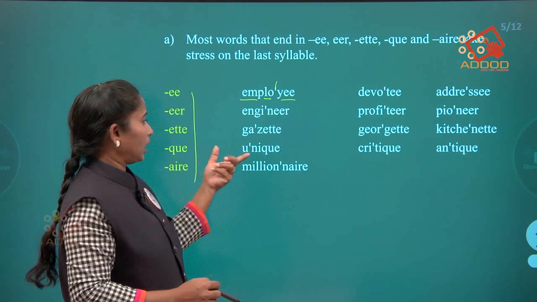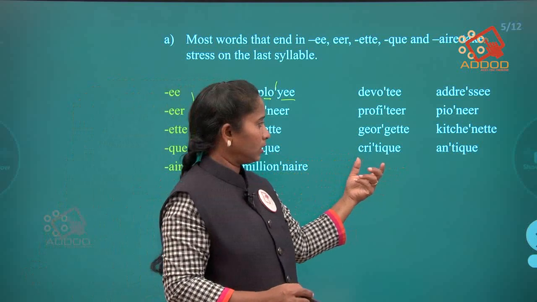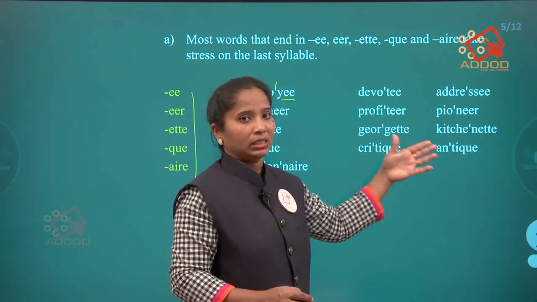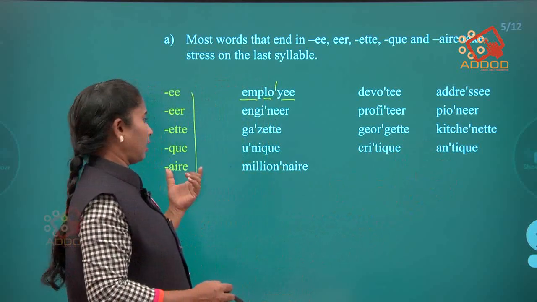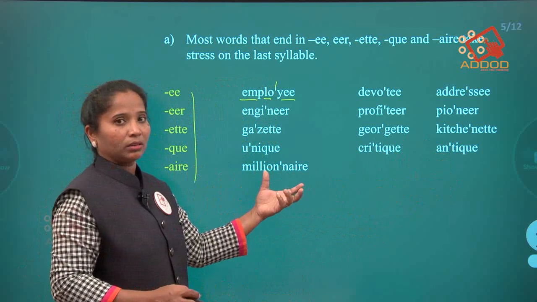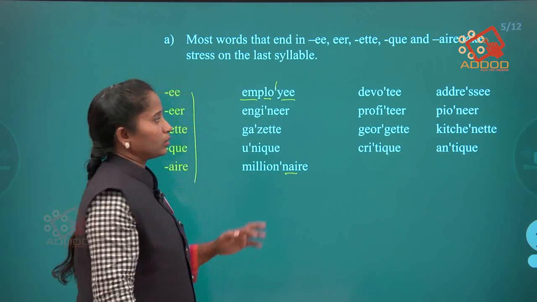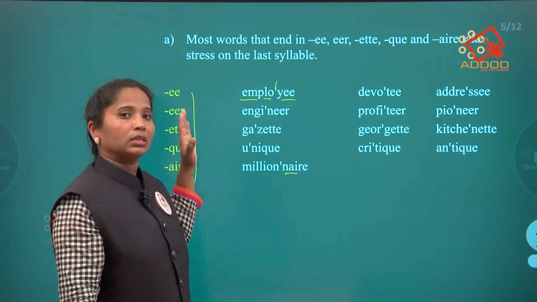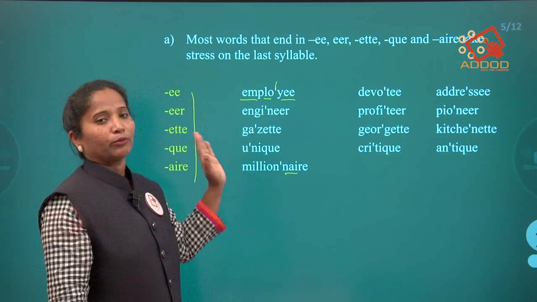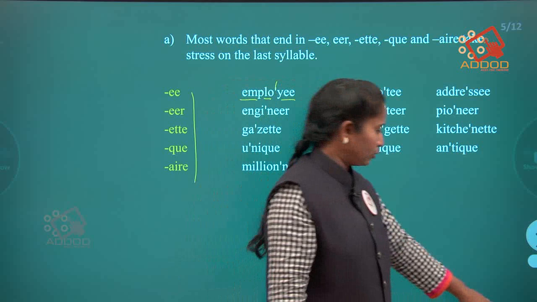Next, que, unique. This is unique. Critique, antique. How do you pronounce? Antique. Next, aire, millionaire. Okay, it is millionaire. So you have to stress on the aire. So this is how. Please remember all these suffixes, and whenever you find words with such suffixes, you have to stress on the last syllable. Fine. Let's see the next rule.